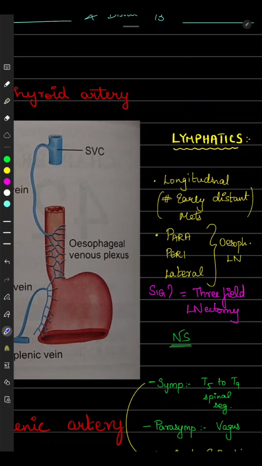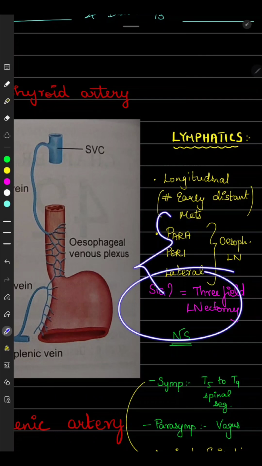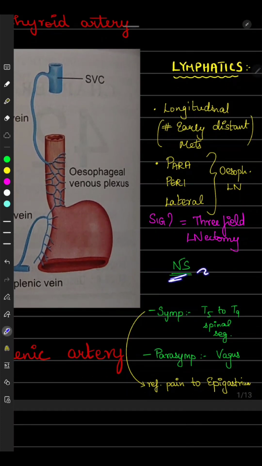The esophagus drains into the paraesophageal, periesophageal, and lateral esophageal lymph nodes. What is the significance? That's why during esophagectomy we do a three-field lymphadenectomy, so that we don't spare any lymph node, to avoid recurrence.